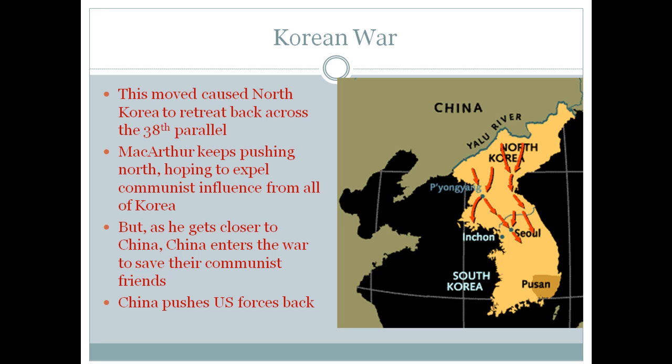However, MacArthur decides that he's going to keep pushing north, hoping to expel all the communists from all of Korea. So he wants them back into China, and he wants to free North Korea of communist influence. But as it gets closer to China, China decides that they're going to support the communist effort in North Korea, and they enter the war to save their communist friends. So China is able to push U.S. forces back.